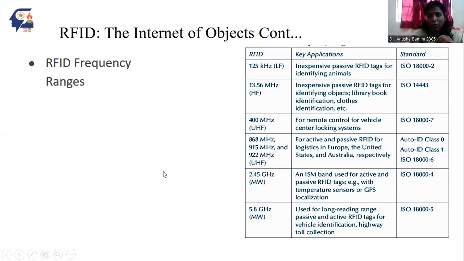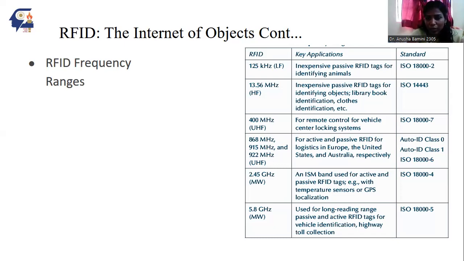Then the next one is ultra high frequency RFID tag. The frequencies are 868 megahertz to 922 megahertz. This is for active and passive RFID tags, which are used in different countries like Australia, in logistics, as well as various fields. We can use these ultra high frequency RFID tags.